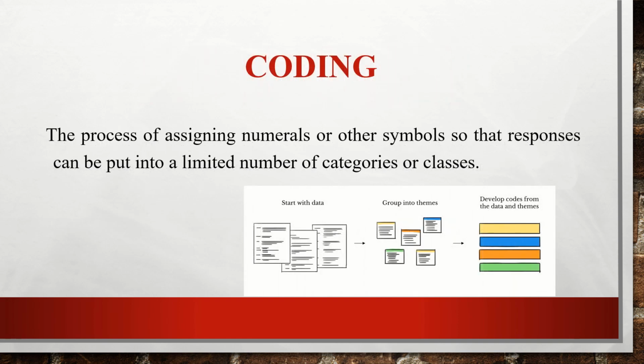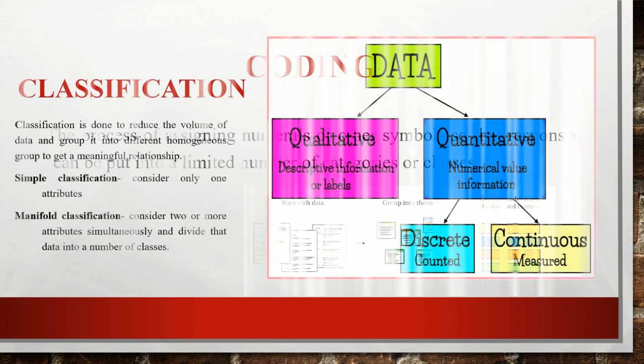Coding is the next step. In coding, we are assigning numbers, colors or symbols to answers so that the responses can be grouped into different numbers or categories. We should adopt these coding rules, or we should prepare the coding rules at the time of preparing the questionnaire itself.